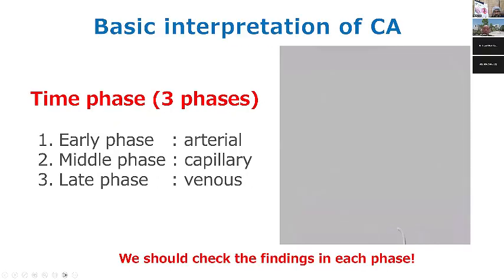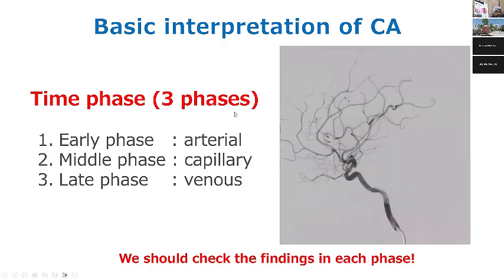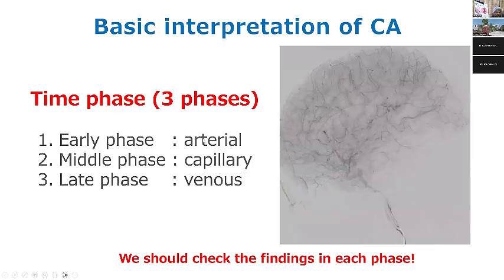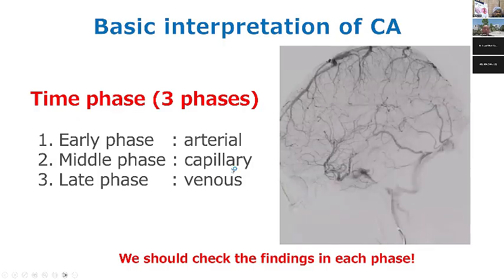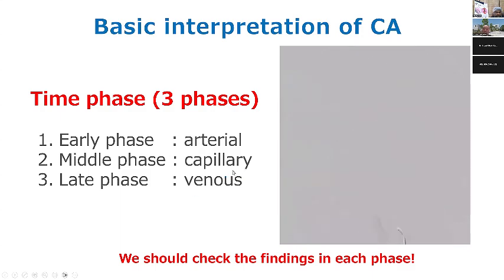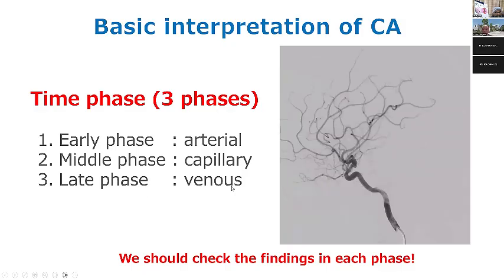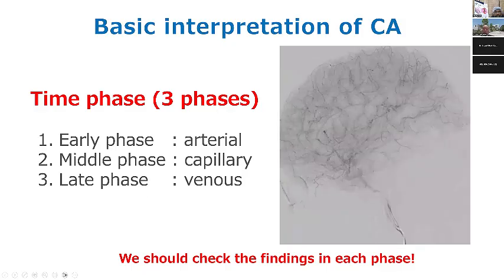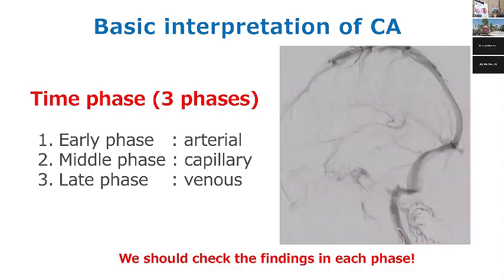When interpreting catheter angiography, it's crucial to evaluate all time phases: arterial, capillary, venous. The early phase means the arterial phase, the middle phase is the capillary phase, and the late phase is the venous phase. Detecting each phase provides different insights: arterial lesions from the arterial phase, and disturbed perfusion in the capillary or venous phase.